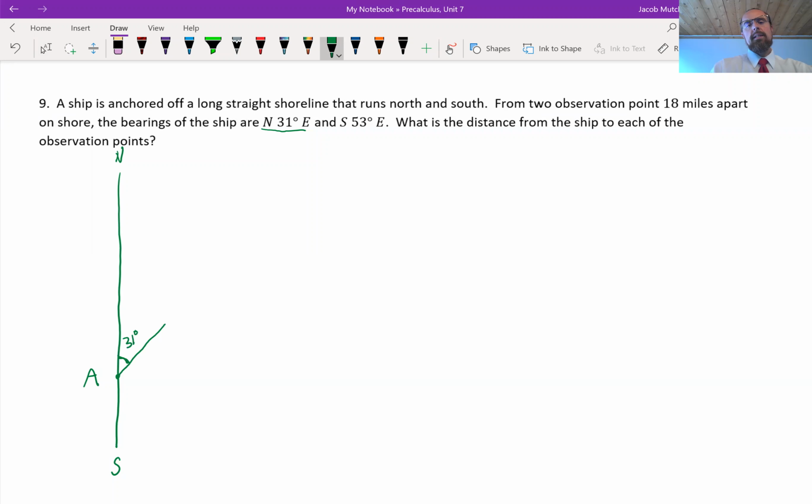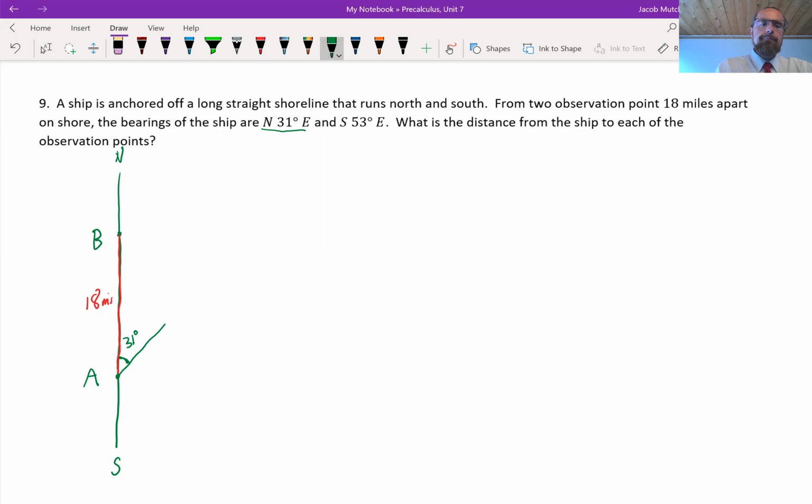So we'll complete that line in a moment. Let's find this second observation point. So it's north of observation A, here is observation B. I do know that the distance between those, if I were to mark that, is 18 miles. So let's just highlight that distance on the shore between the two observation points is 18 miles.